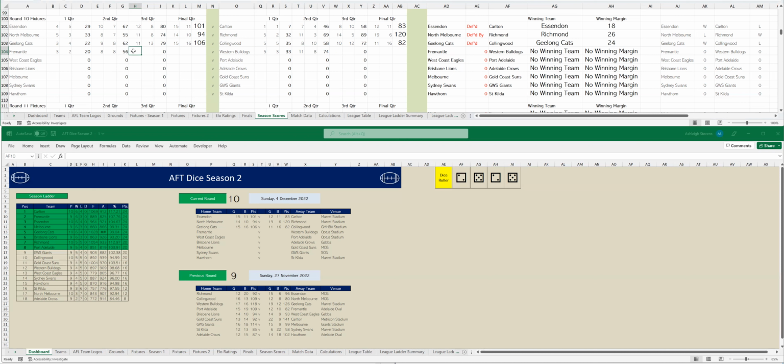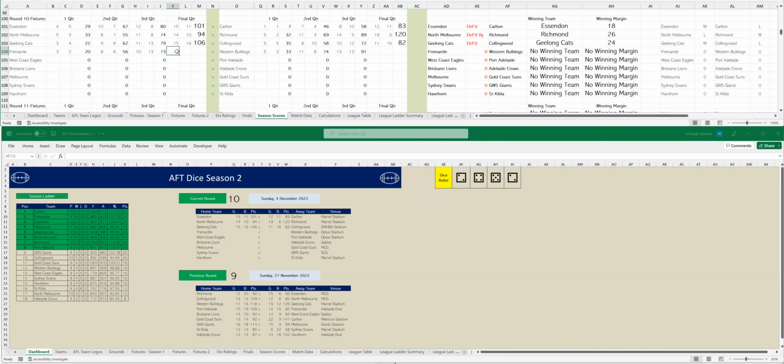Fremantle have kicked 2 goals 5. 10 goals 13 to Western Bulldogs 2 goals 5. So that's 13 goals 13. And Western Bulldogs are still in front by 3 goals. Let's go to the last quarter.